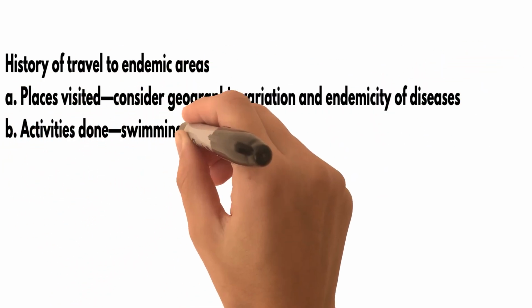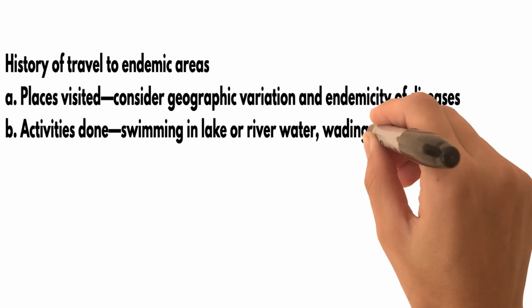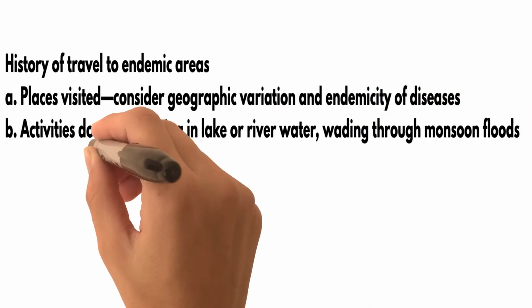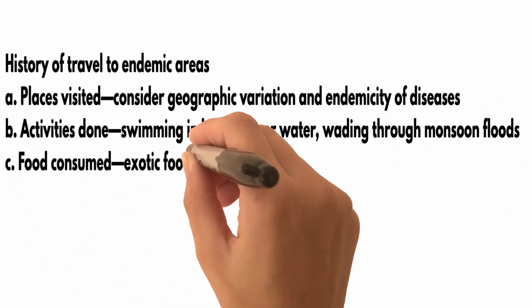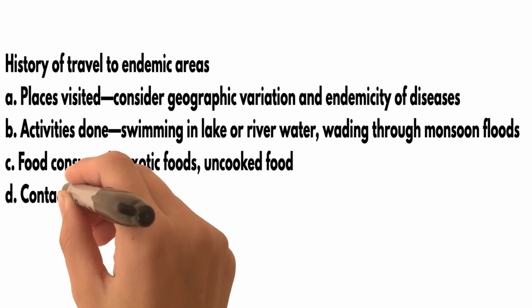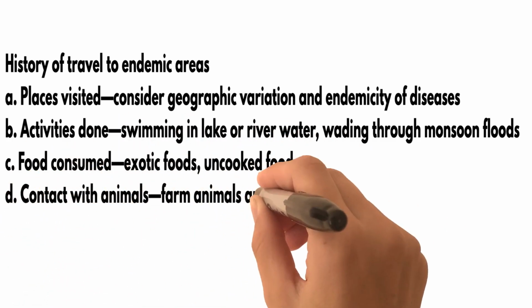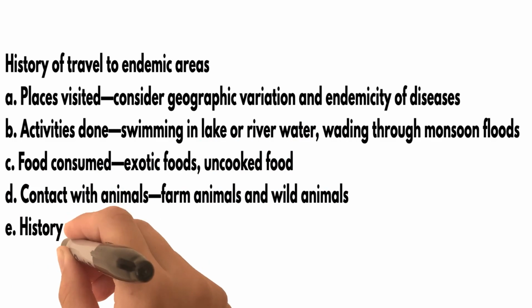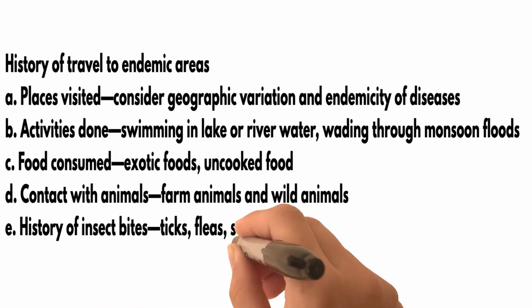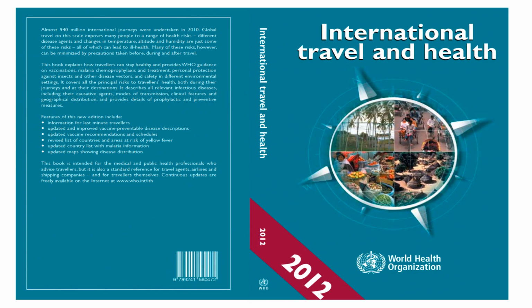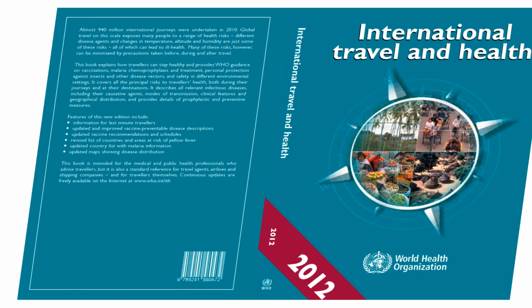Activities done, like swimming in lake or river water, wading through monsoon floods. Food consumed, like exotic foods, uncooked food. Contact with animals, like farm animals and wild animals. History of insect bites, like ticks, fleas, sandfly, mosquito. This book by WHO is an excellent resource on travel-related illness.